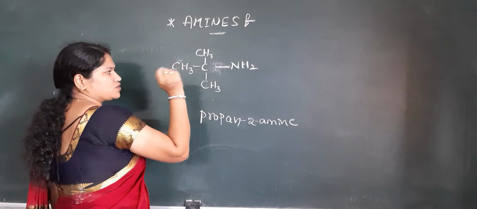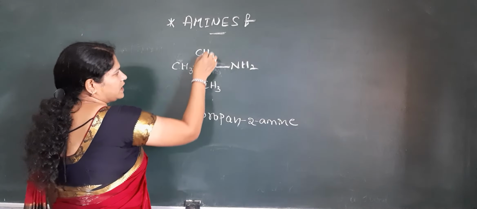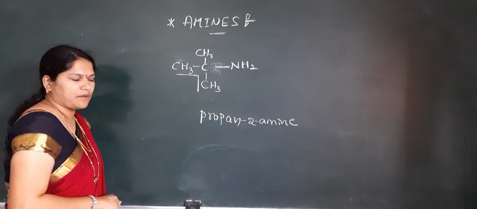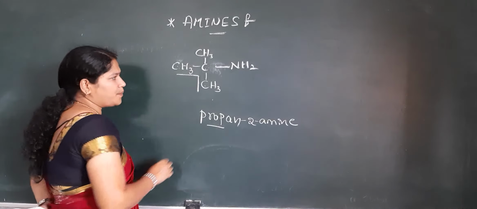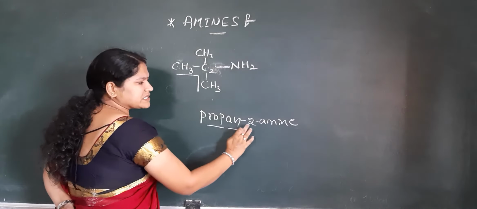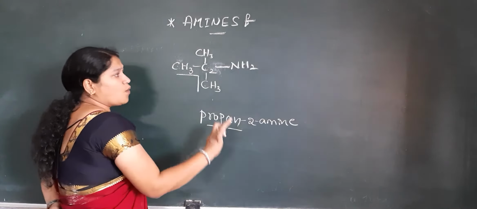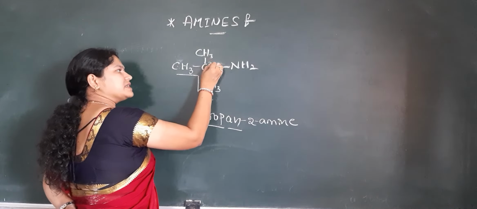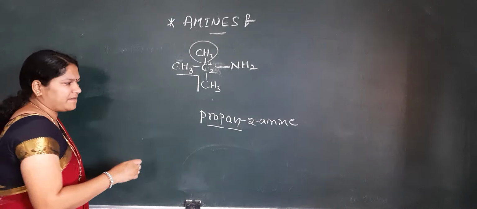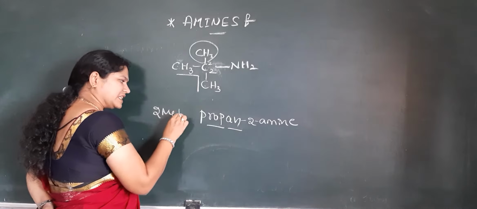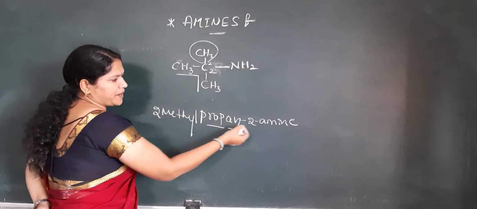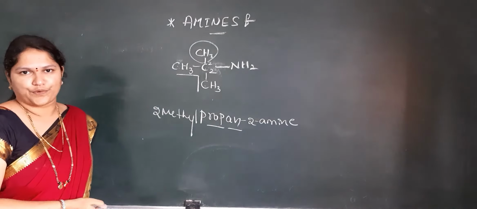3 methyl groups are attached to the carbon atom. So here the long chain: 1, 2, 3, again 1, 2, 3. Selection of the long chain gives 3 carbons again. Therefore the root word becomes prop. Single bond is there, therefore it is ane again. At carbon number second position, the amine group is there. At carbon number second we have one more substituent. That substituent should act like a prefix. So we have to mention 2-methyl. 2-methylpropan-2-amine is the name of this compound.